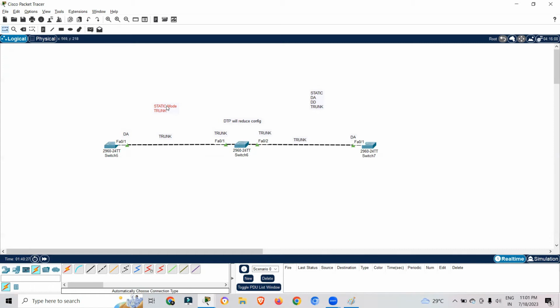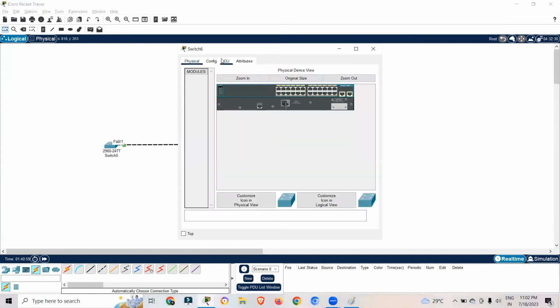Now any question? If one side is trunk and the other side is dynamic auto, that will accept the negotiation process. Okay. Let's check whether this accepts the negotiation process or not. Let's try to do some configuration.